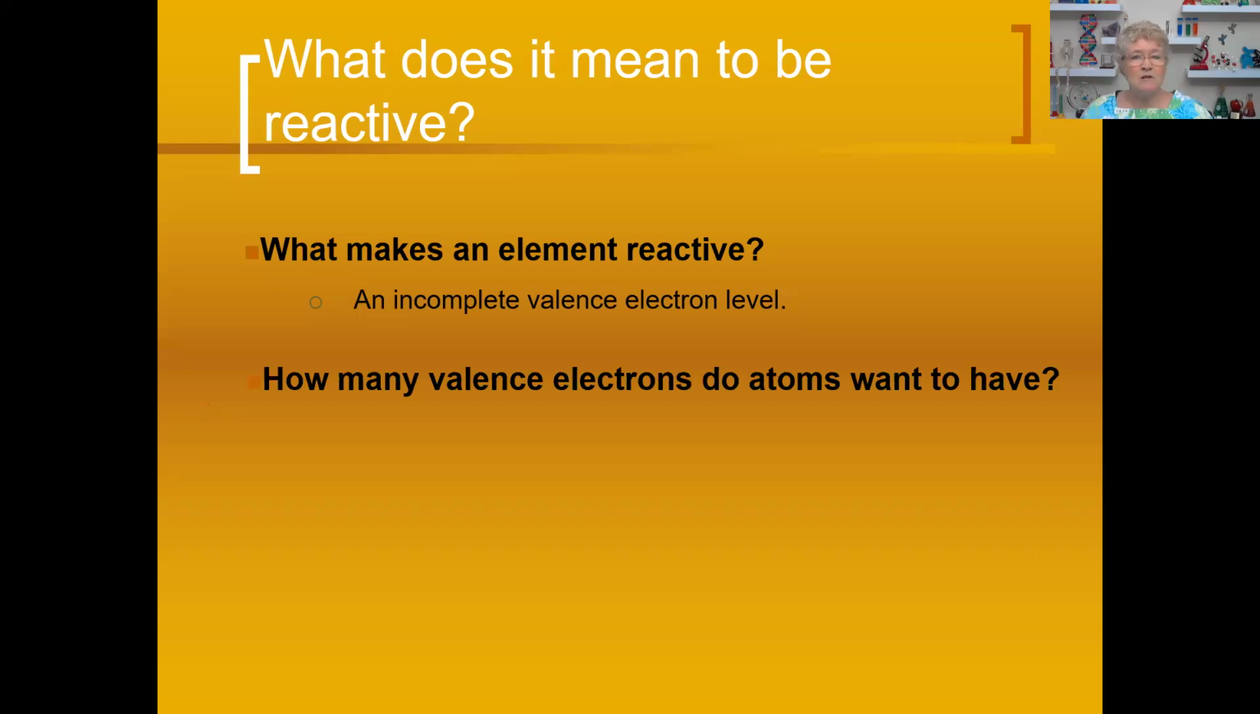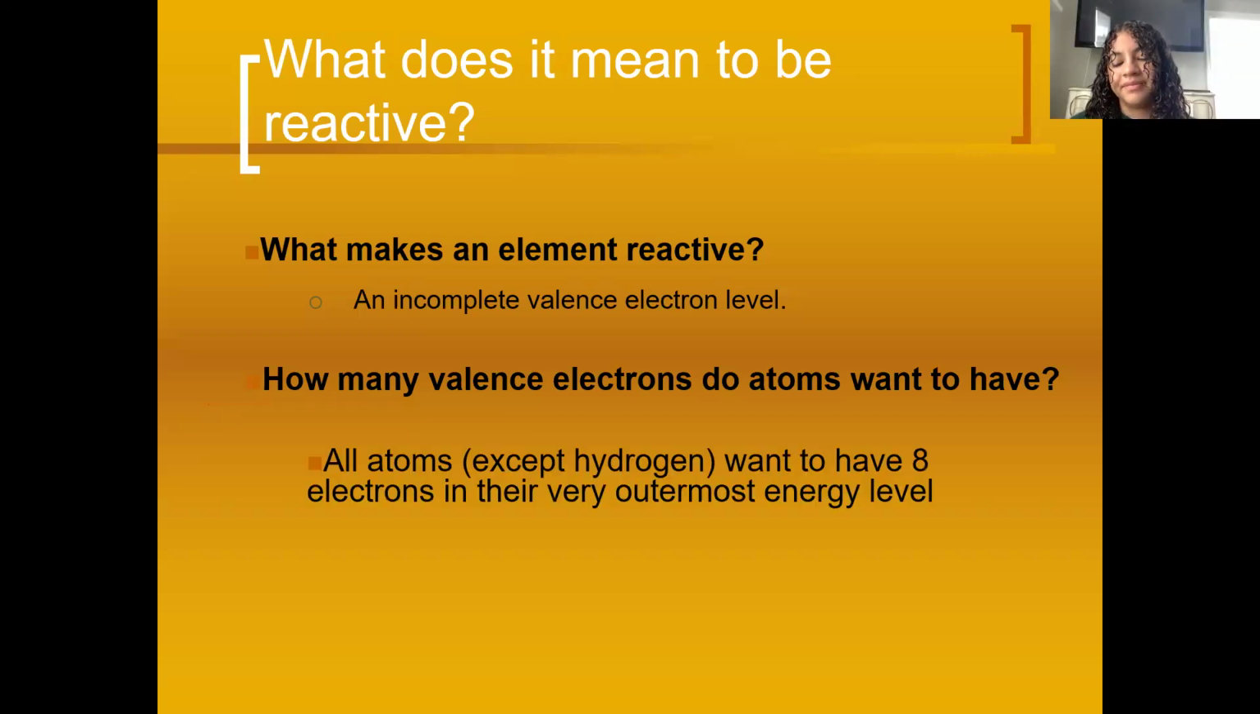How many valence electrons do atoms want to have? Ella. 8. Yeah, 8. All except for hydrogen and helium. They want to have 8 in their very outermost energy level. Now, atoms will keep bonding until they have 8, until that outer valence electron level is complete. So atoms with not very many valence electrons are going to lose them. They'd rather not have any than have less than 8. So they'll lose them. Atoms that have 6 or 7 or 8, they gain electrons during bonding.